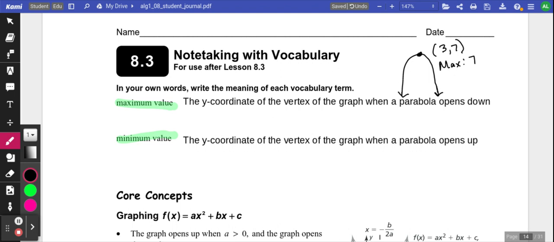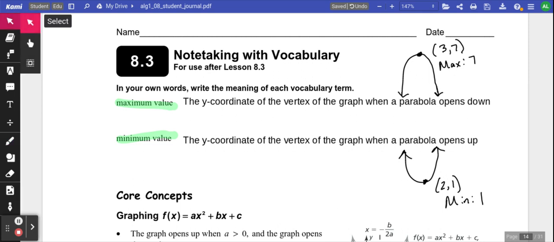You only have either a maximum or a minimum, at least on the graphs that we're going to talk about. You have a maximum if it opens down. Minimum is the same concept, except you have it when a parabola opens up, that right side up U. Let's say our vertex here is 2, 1. Then your minimum value is 1. I'm going to show you an easy way to find whether it's a maximum or a minimum, and then how to find that value.